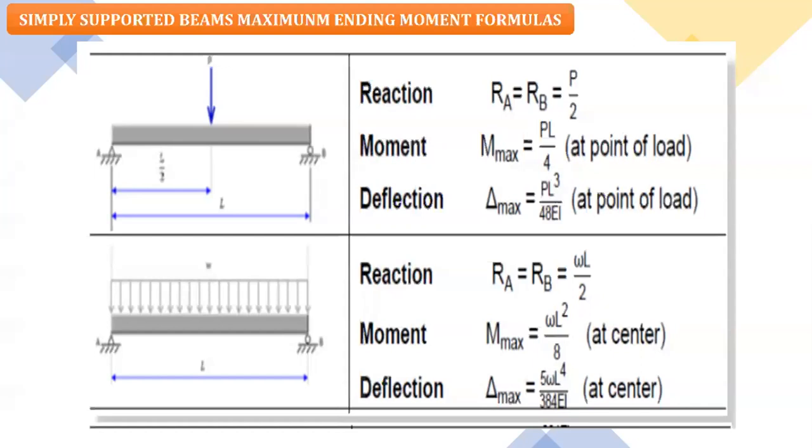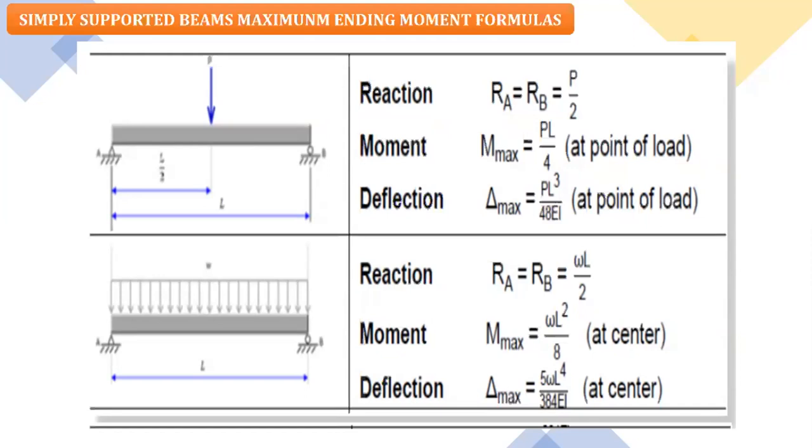A simply supported beam is subjected to an eccentric point load. What is its maximum bending moment? So here, if you take the first one, when a load acts at the midpoint of a simply supported beam, that load is P. Now the maximum bending moment is PL by 4.